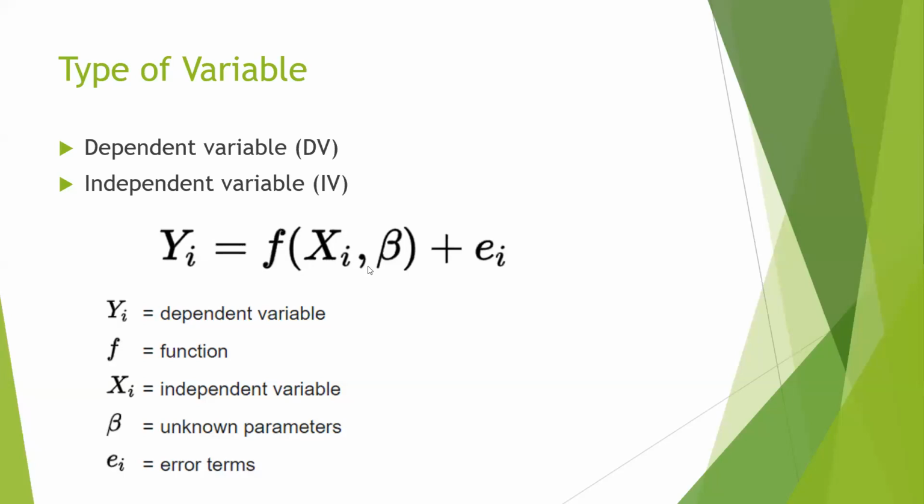So what will be your regression equation here? It will be height equal to a plus b into age, plus e. And what is this e term? The e term is the error term.